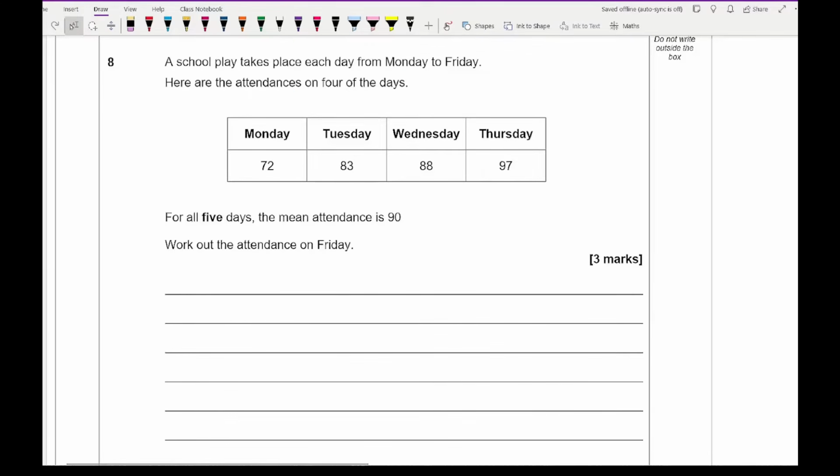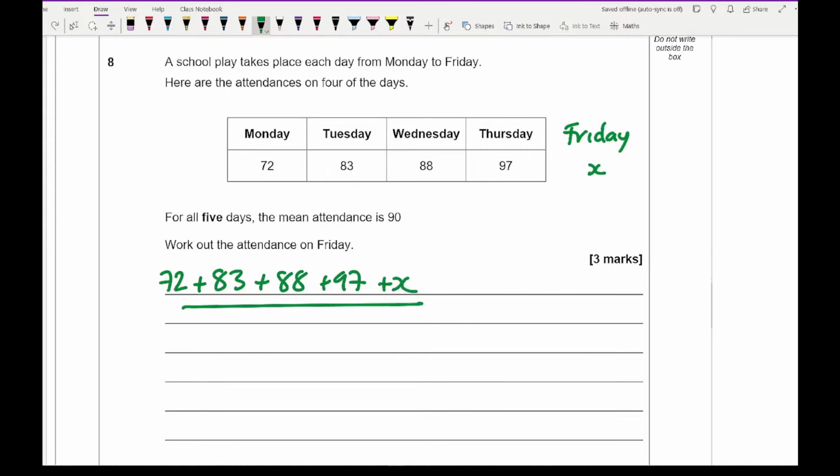So then moving on to question 8, it says that a school play takes place each day from Monday to Friday. Here are the attendances of 4 of the days. For all 5 days, the mean attendance is 90. Work out the attendance on Friday. So from this, what we know is, if I write down Friday and call that X, then if I add up all of those numbers, 72 plus 83 plus 88 plus 97 plus X, and divide that by 5, that equals 90.